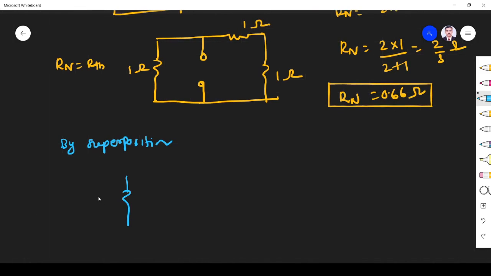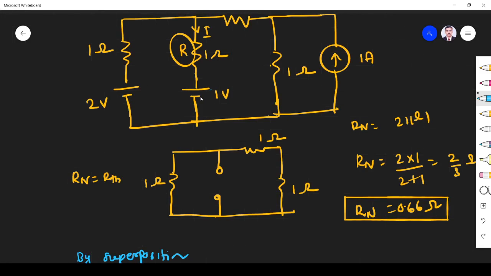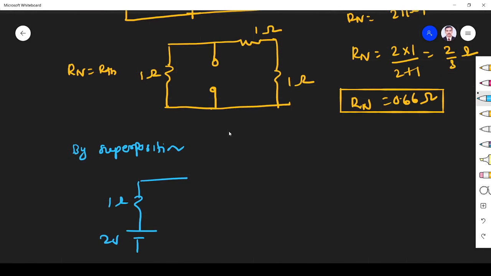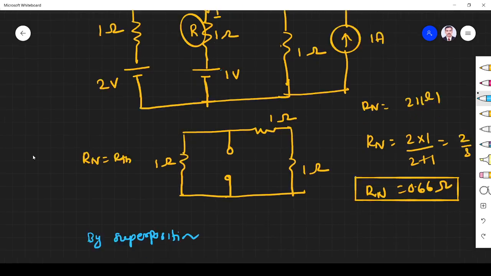So here we have 1 ohm, 2 volt, right? Whenever you find a current or I Norton, that resistance must be shorted. That is, only the short circuit current you have to find. This will be removed, so this source is removed. This is I Norton 1 due to the terminal. The remaining sources I have to remove because I am going to apply the superposition theorem.